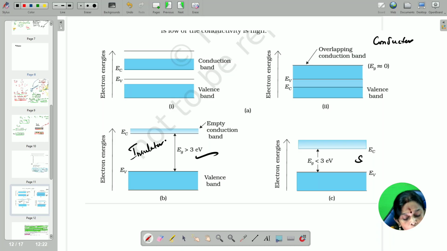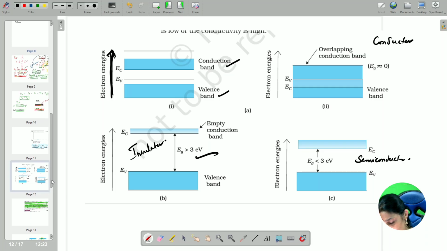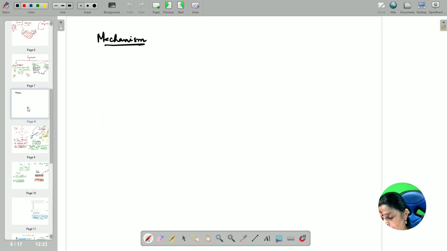Less than 3 electron volt, therefore it is called a semiconductor. So this is a general representation of valence band and conduction band. The valence band, this is the conduction band. Hope you understand why electron energies keep on increasing from the valence band to the conduction band. So now let us go for explaining the stuff.